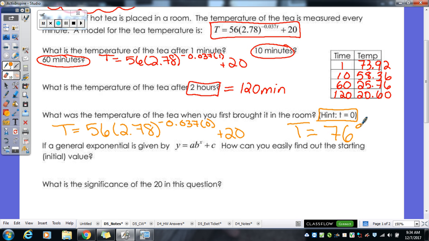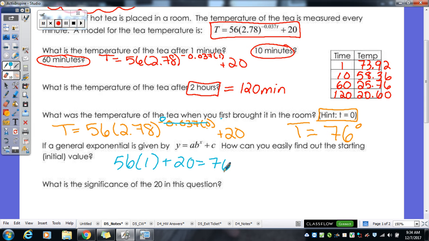76 degrees. So if a general exponential is given by y equals a times b to the x plus c, how can you easily find out the starting initial value? Well, we just did what here? We just found the starting initial value by plugging in a 0, right? When I plug in 0 for the exponent, what does this make the whole exponent turn into? Anything times 0 is 0, but then this to the 0 power gave me a 1. So when you added those, you got 76.